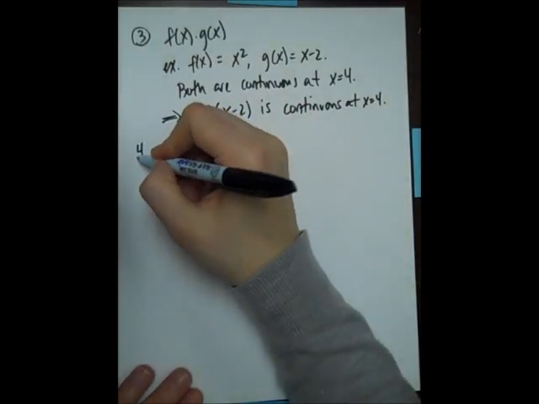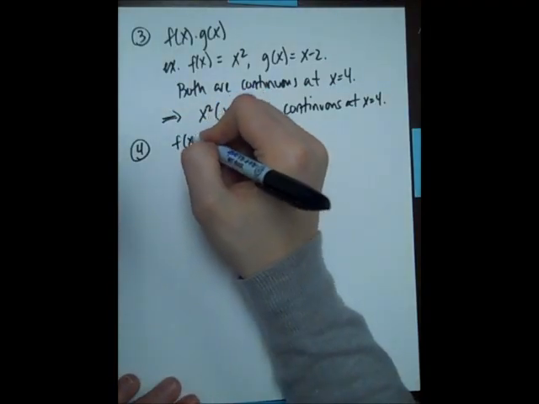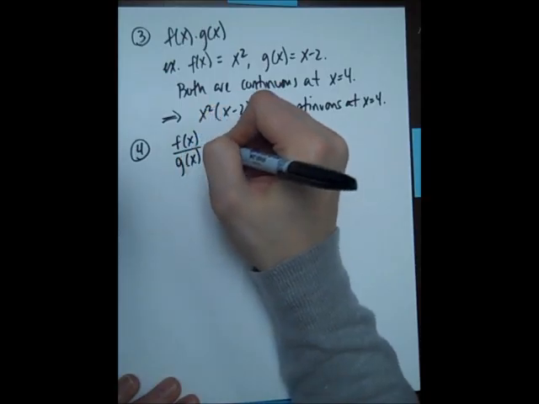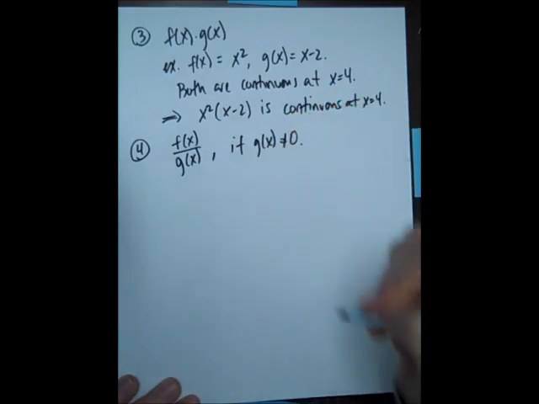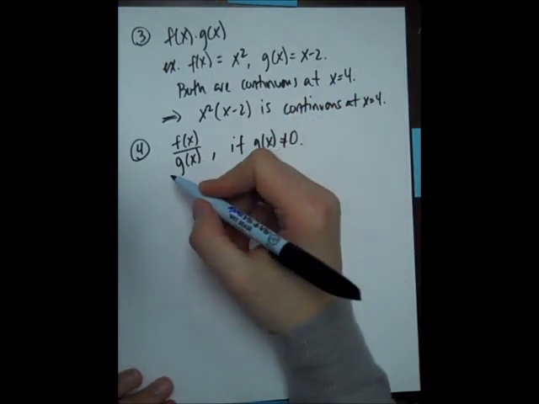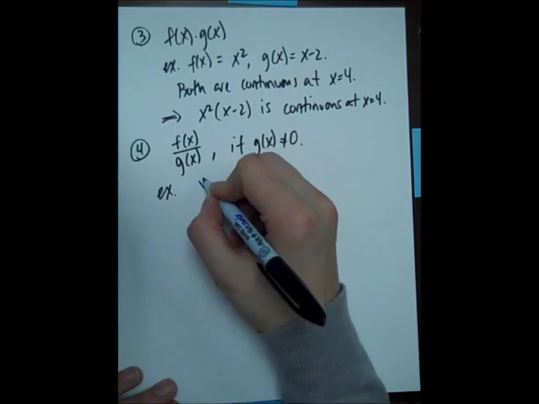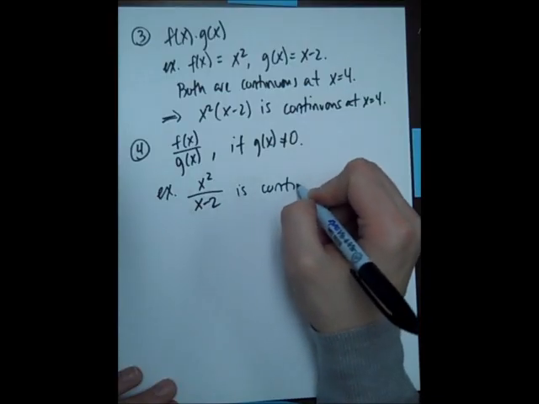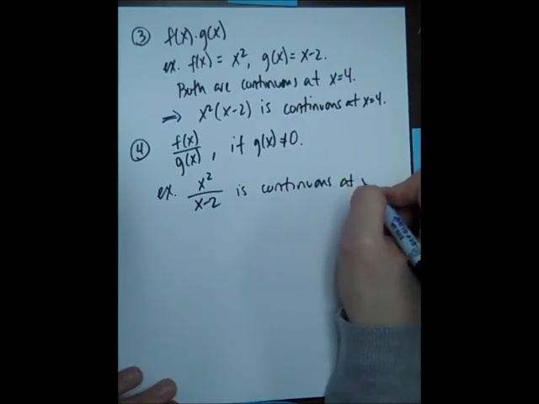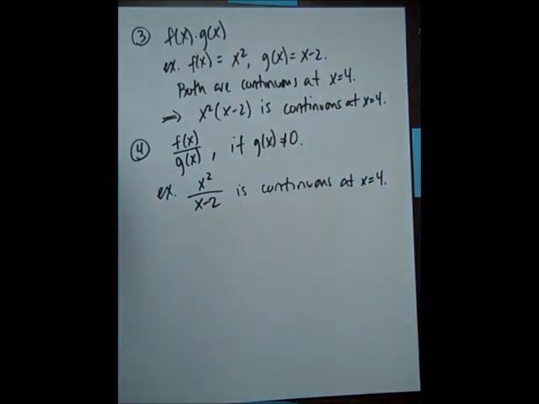So if I know two functions are continuous at a point, I can multiply them together and get another continuous function. And then the last one, f of x divided by g of x, provided that g of x is not 0, is also going to be continuous. So with this same example that we were doing before, I know that x squared over x minus 2 is continuous at x equals 4. So those are the laws that we have. If you know that two functions are continuous, I can kind of put them together to build more continuous functions.